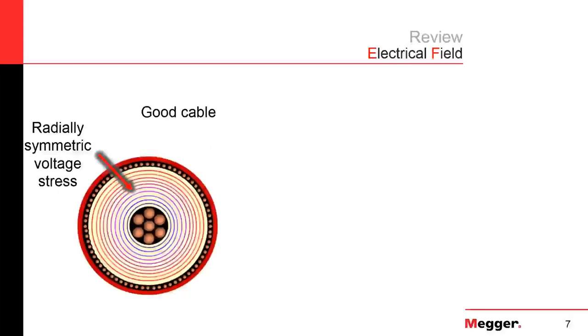When I talk about aging conditions, pretty much what I'm talking about are water trees, although there are others. In a healthy cable, such as on the screen here, we have a radially symmetric voltage stress. No matter which direction you go from the center conductor to the outer conductor, the voltage stress is going to be uniform across the whole cable.